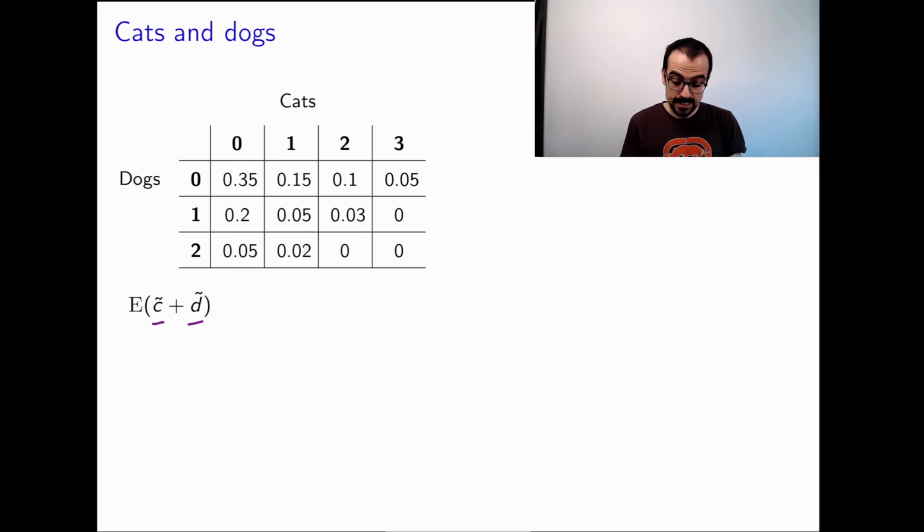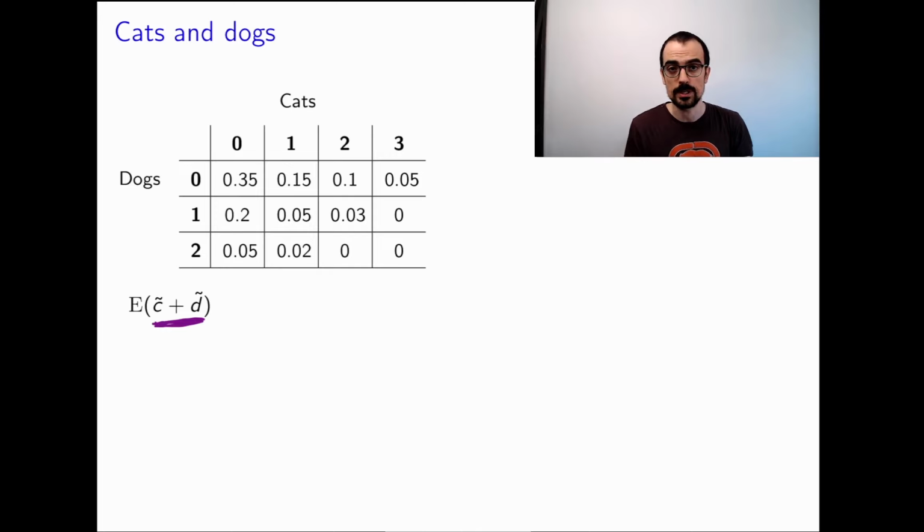Anyways, so just to be clear, this is the joint PMF. If you want, for example, the probability that someone has two cats and one dog, that's 0.03. And now we ask ourselves, what is the expected value of the number of pets, of cats and dogs, that people have in this population that I just invented? This is just c plus d, so it's a function that maps the two random variables to a single number. For example, it maps 2 and 1 to 3, 1 and 0 to 1, and so on.